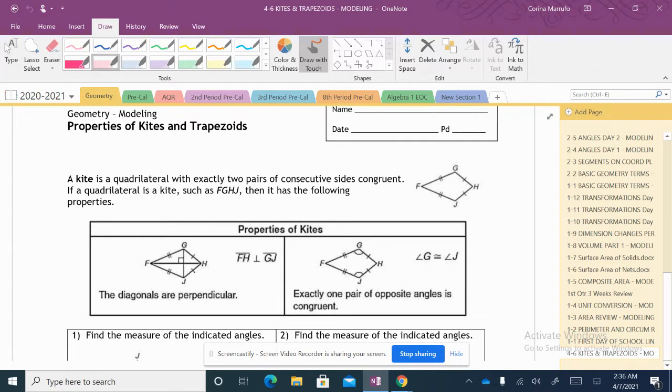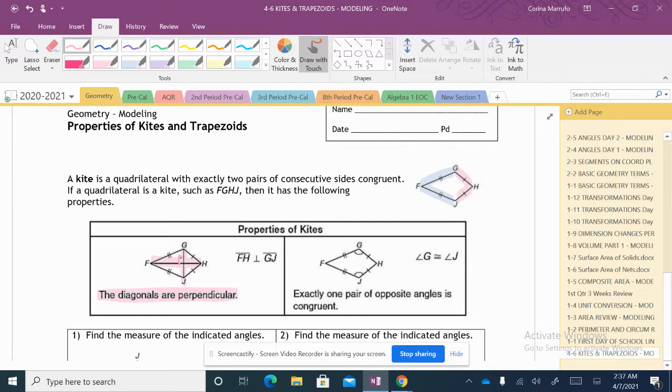Okay, so the difference with kites is that instead of the opposite sides being the same, these two are the same, and they touch each other, which means consecutive, they're right by each other, and these two sides are the same. Usually one set of sides is a lot longer than the other. For our properties of kites, the first one is that the diagonals are perpendicular. Just like your rhombus, your diagonals here are also going to be perpendicular. They make a right angle when they cross.